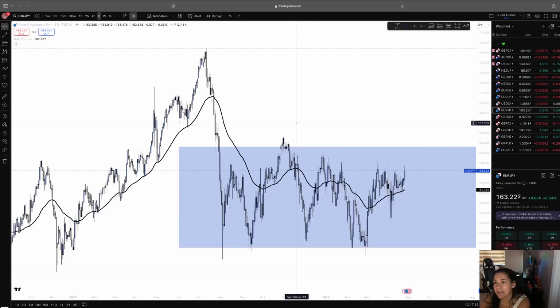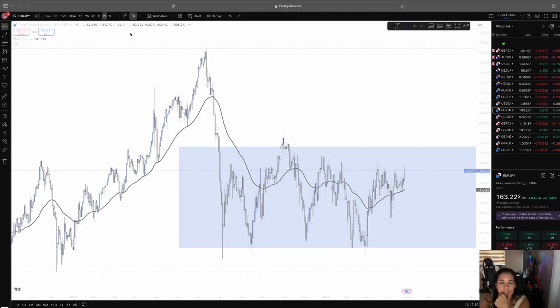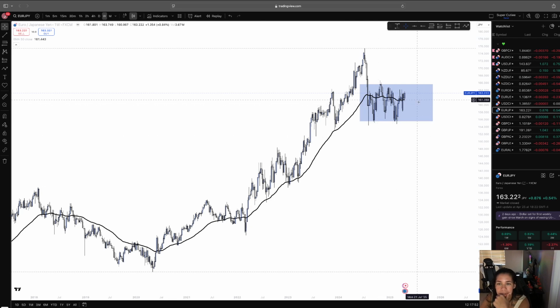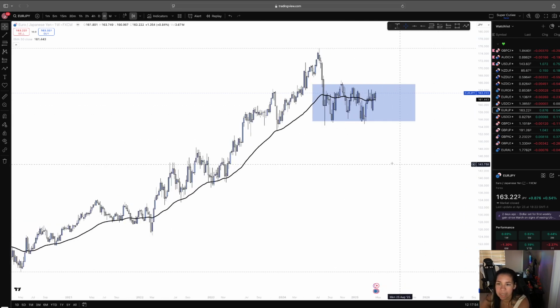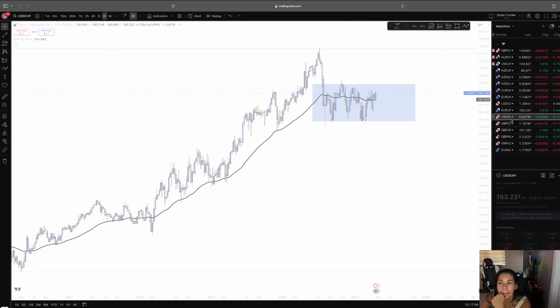I don't like to stay hung up on a pair. If it doesn't make sense to me right away, if it looks too choppy, I'm just gonna move on because I don't need to make things up in my head so that I can take a trade. That's not what I do. Within the first few seconds of looking at the chart, I need to know where we're going. I need to know direction. So Euro JPY has been sitting in this consolidation for a long time, so we're gonna leave it alone.